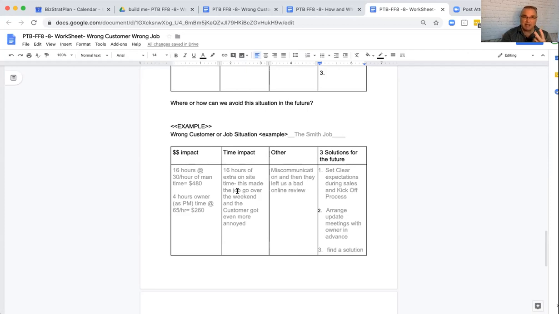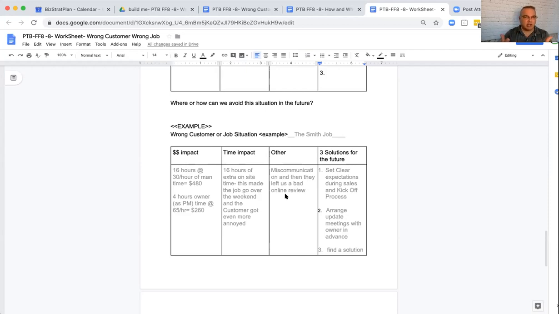You're 2 man days behind in this case, right? So this made the job go over the weekend, and the customer got even more annoyed. But you had to get it finished because your guys need to go back to another job site on the Monday. Now your guys are upset because they have to work over the weekend. You see how this is going? The other problem here is miscommunication, and then they left us a bad online review. So we did everything we could for the Smiths, and they still ended up leaving us an online review that wasn't very nice. So what are the solutions for the future?